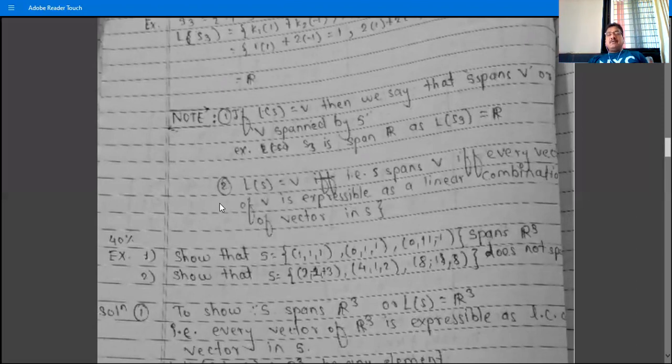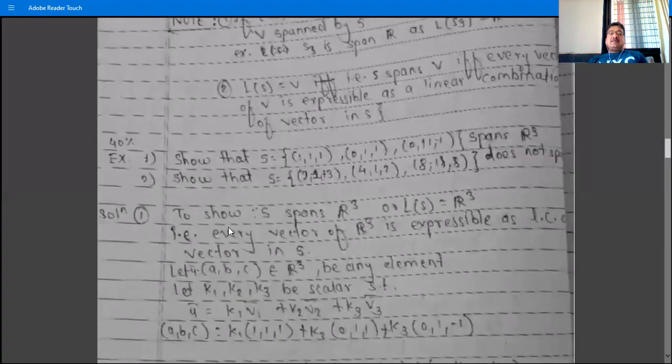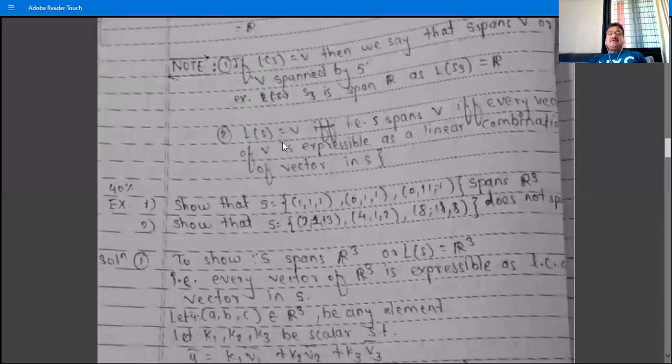So if you have to show S spans V, or LS is equal to V, we have to show that every vector of V is expressible as a linear combination of vectors in S. So remember this. If I have to show LS is equal to V, or that S spans V, or V is spanned by S, what do we have to show? We have to show every vector, every element of this capital V, is expressible as a linear combination of vectors in S. So now the examples. This is the definition of linear span and the vector space spanned by S.